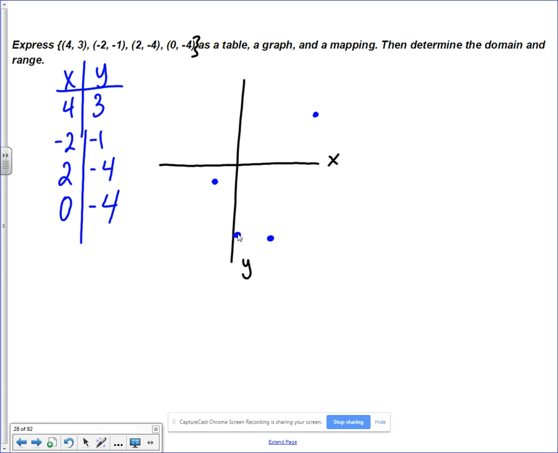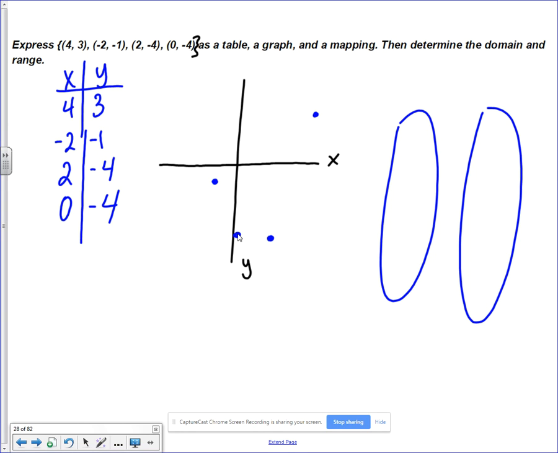All right, last but not least, we have a mapping. If you're going to make a mapping, you're going to make 2 bubbles. You're going to label one of them X, one of them Y. You're going to put all of your X values in the X bubble. If any of them repeat, you will not write the repeaters.